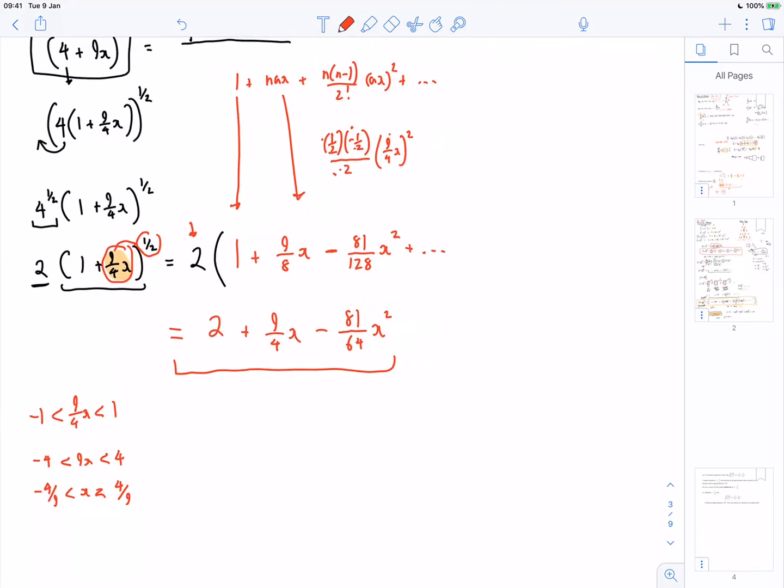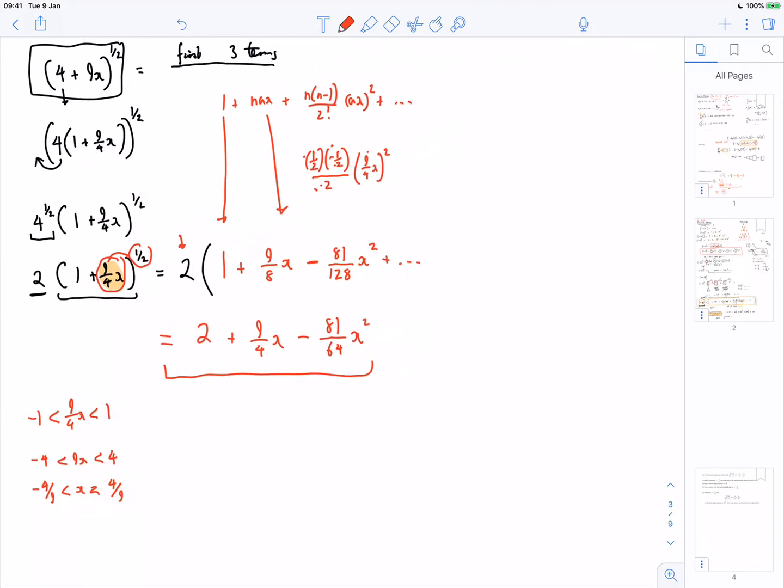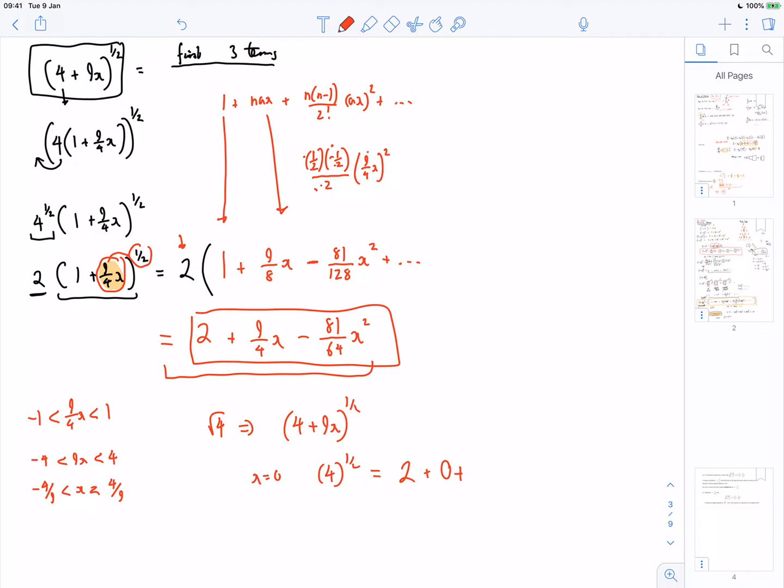So if I wanted to approximate, say, the square root of 4 using my expansion, so I've got 4 plus 9x to the half. This is clearly when x is 0, because then I have 4 plus 9 lots of 0, which is 4 to the half. And according to my expansion, when x is 0, I'll have 2 plus 9/4 of 0 minus 81 over 64 lots of 0 squared, so it's minus a 0. And clearly that's quite a good approximation.